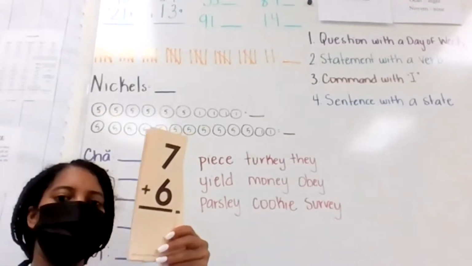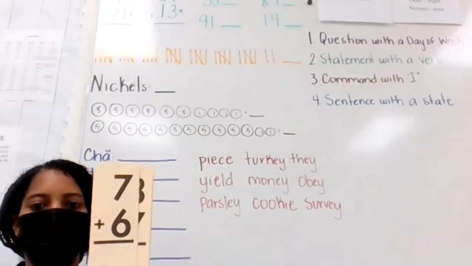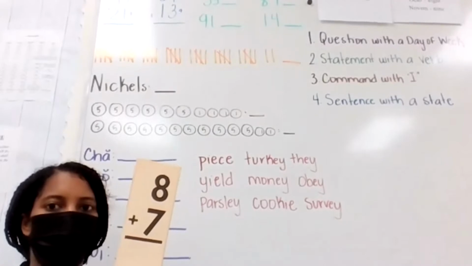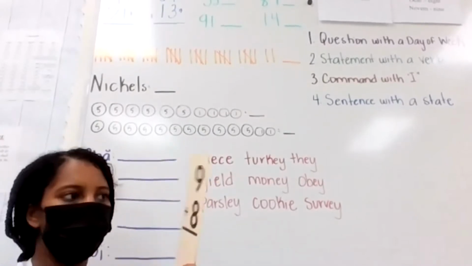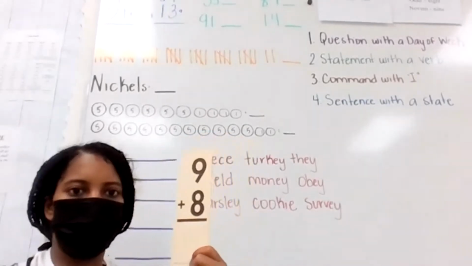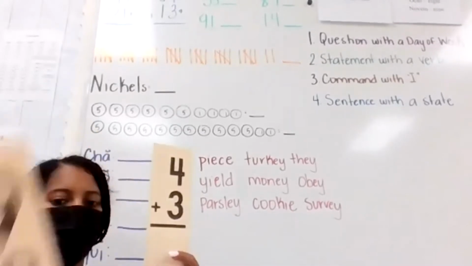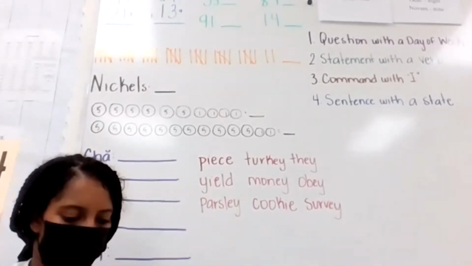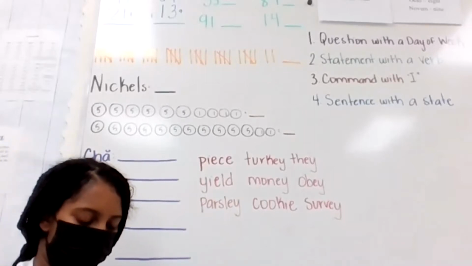7 plus 6 equals 13. 8 plus 7 equals 15. 9 plus 8 equals 17. 4 plus 3 equals 7. All right.